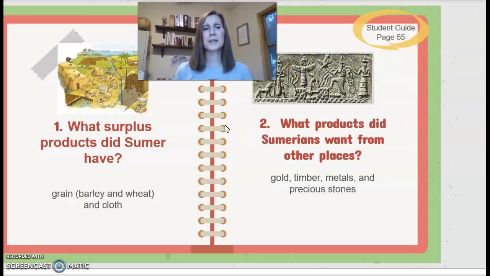What surplus products did Sumer have? So grain and wheat, and then cloth. Surplus means extra. Question number 2, what products did Sumerians want from other places? They wanted gold, timber, metals, and precious stones.